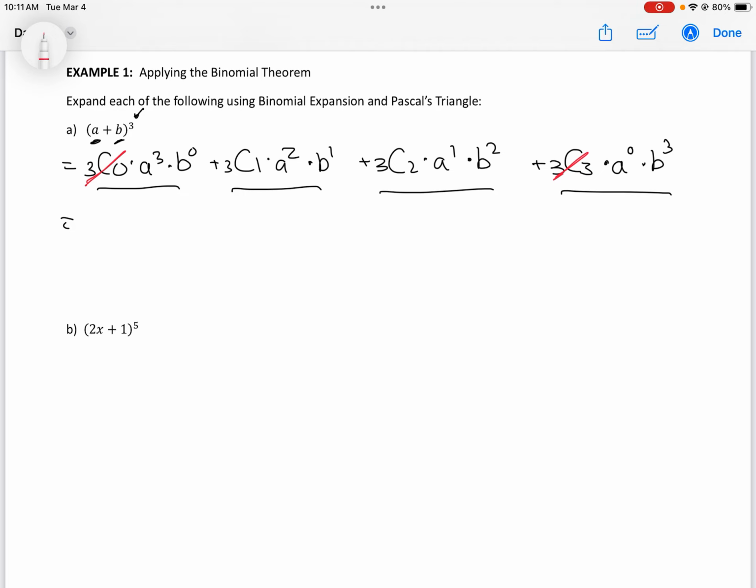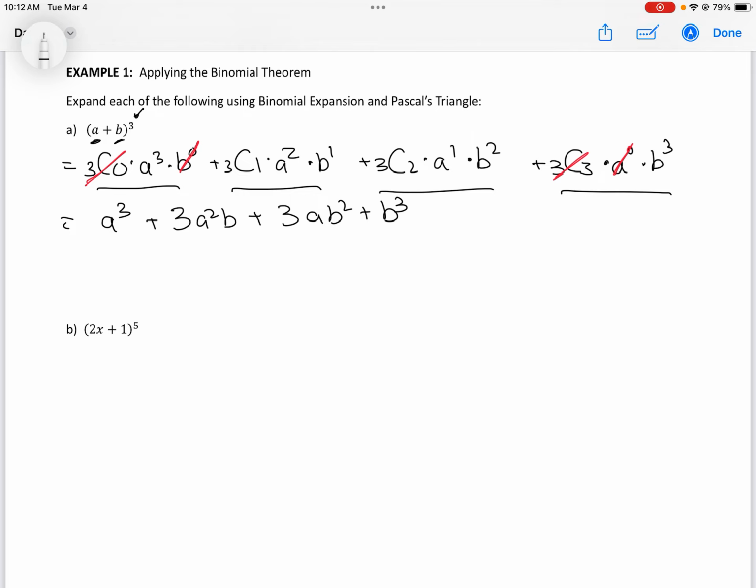Also, any base to the exponent 0 is 1, so we can cancel out the b to the 0 and the a to the 0. Now let's simplify. We have simply a cubed, and then 3 choose 1 is 3, a squared b stays, 3 choose 2 is 3, a b squared, and then we have b cubed left. So that one's expanded with very, very little work.